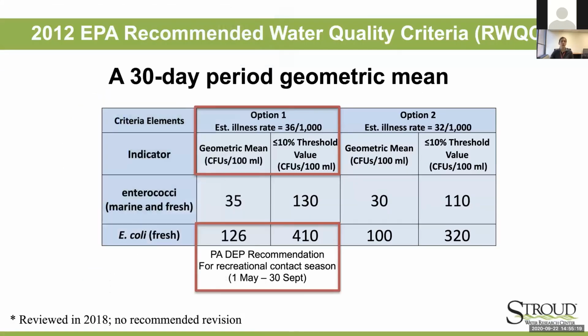So currently for recreational contact, we need to evaluate samples over a 30-day period at base flow, so when the water is not influenced by rainstorms. And the current acceptable level of contamination should keep illnesses to no more than 36 per 1,000. And using enterococcus as an indicator, this threshold is fairly low at 35 for a geometric mean, whereas for E. coli, it's at 126 for fresh waters. And this is the Pennsylvania DEP recommendation for recreational contact during the summer season.